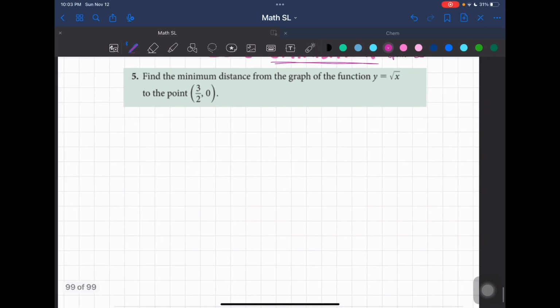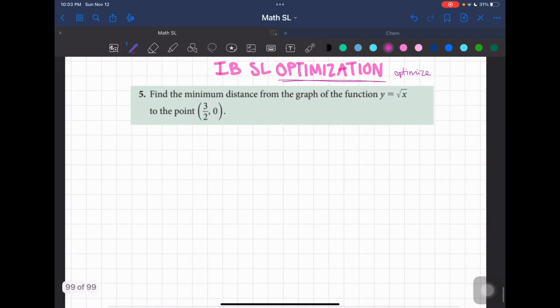Okay, so let's start off. This is the homework that we had in class. So the first one says, find the minimum distance from the graph of the function y equals the square root of x to the point (3/2, 0).